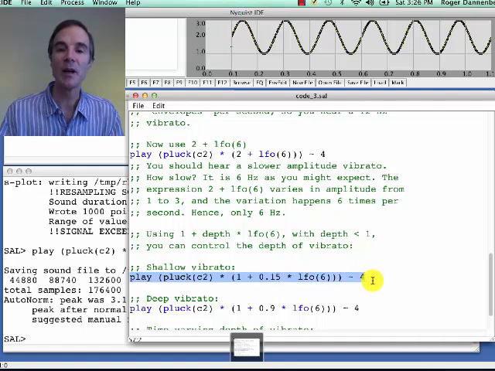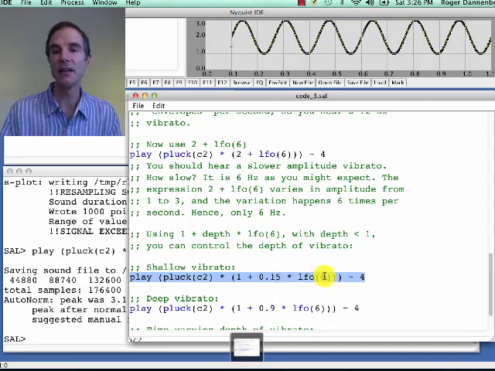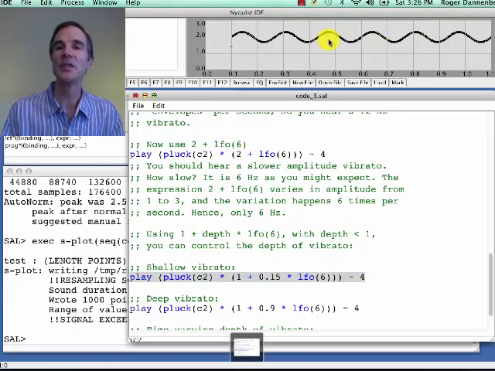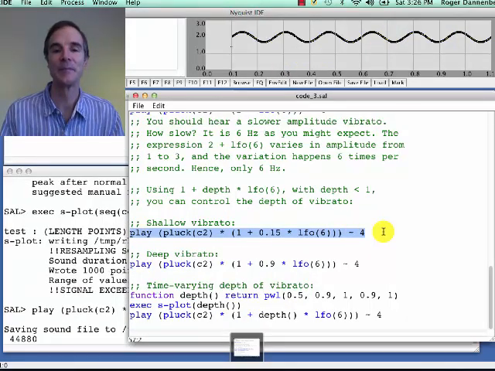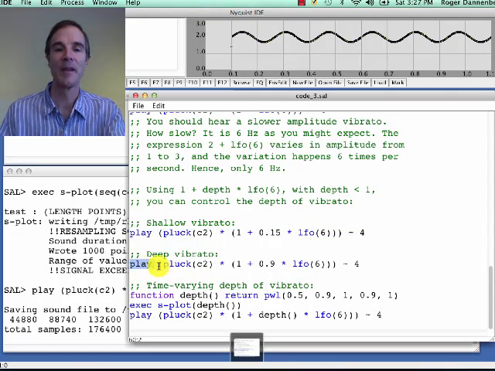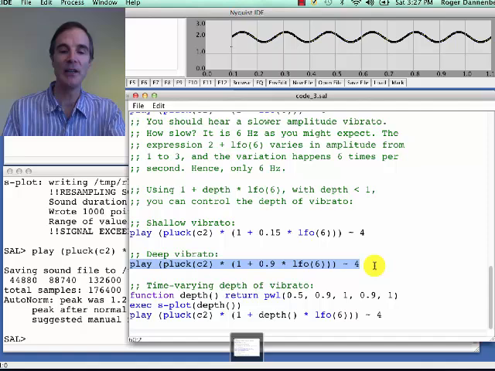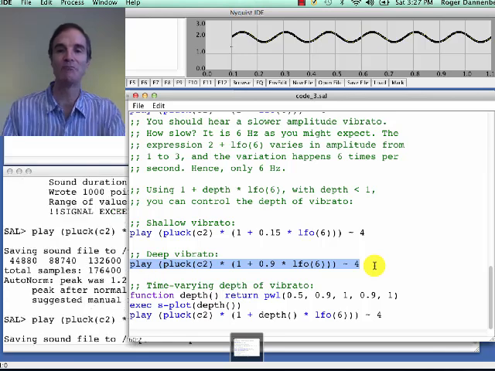We can make the vibrato shallower by scaling the LFO. Okay, and you see the plot. In the plot, the vibrato gets shallower. Play my example here. We can change the scale factor to get deep vibrato, deeper, whatever you want.